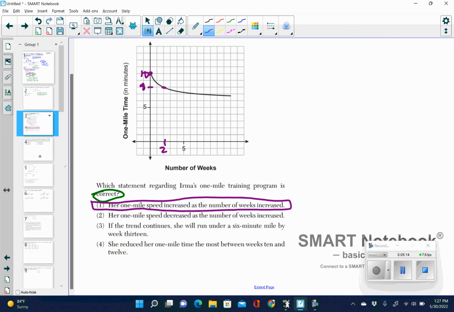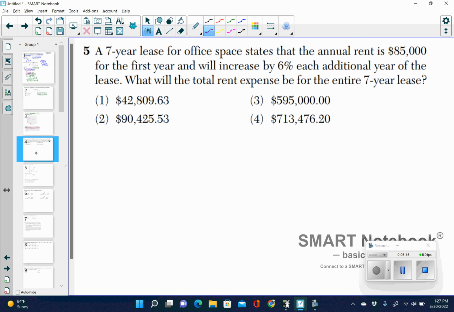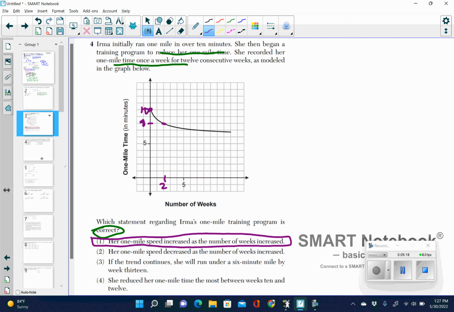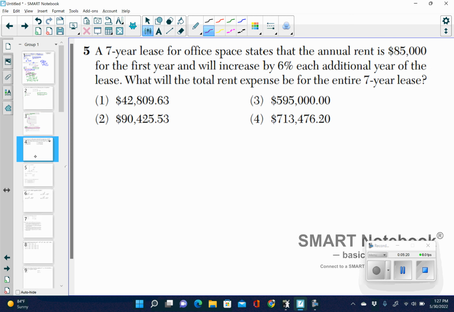All right. The next one, let me just make sure that this is correct. Good. Number five. So a 7 year lease for office space states that the annual rent is 85,000, and we're trying to figure out what's the total rent expense for the entire 7 year lease. Okay. Let me just pull up the reference sheet.